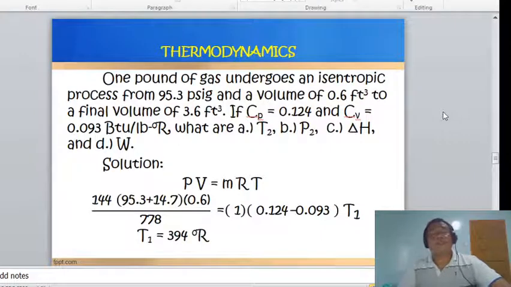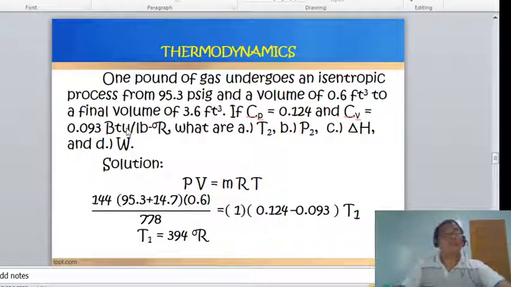So let us now consider the example here. One pound of gas undergoes an isentropic process from 95.3 psi gauge and a volume of 0.6 cubic feet to a final volume of 3.6 cubic feet. If Cp is equal to 0.124 and Cv equals 0.093 BTU per pound degree Rankine, what are A, T sub 2, B, P sub 2, C, delta H, and D, the work steady flow? Work non-flow rather. Solution: from the ideal gas equation, PV is equal to mRT, getting the value of T sub 1.